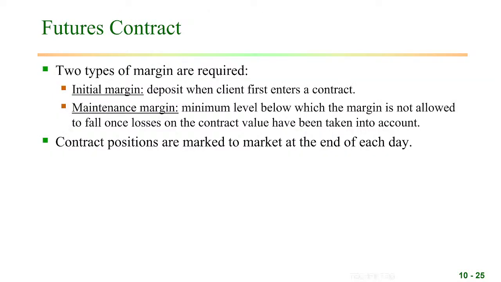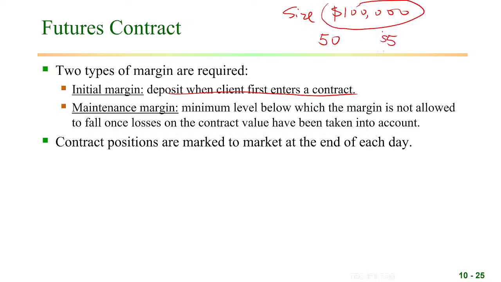For a futures contract, there's an initial margin when you first enter the contract, and there's a notional value or the contract size. Suppose the contract size is $100,000. That's the size. Suppose you bought 50 contracts, so the notional value would be 5 million. That's a notional value.